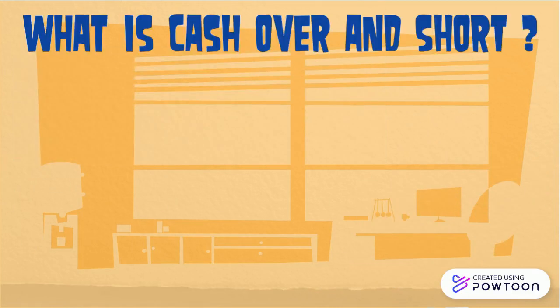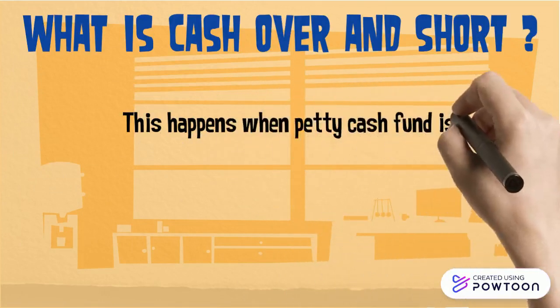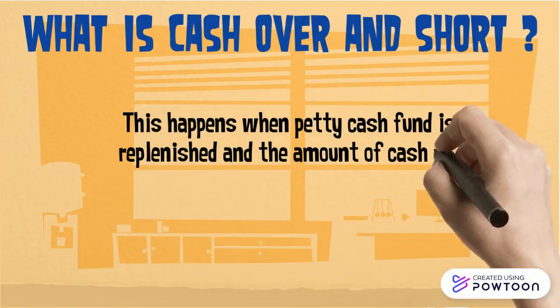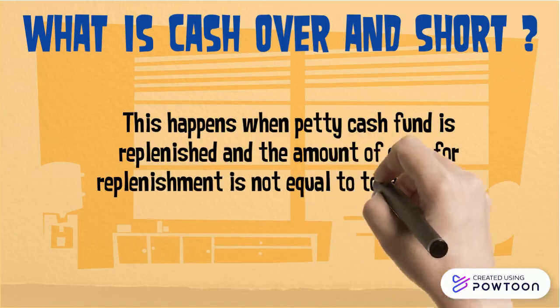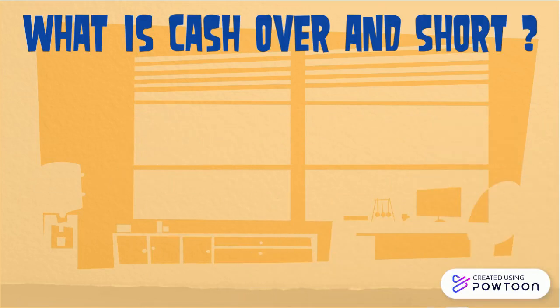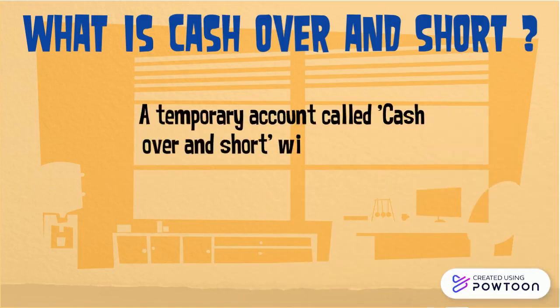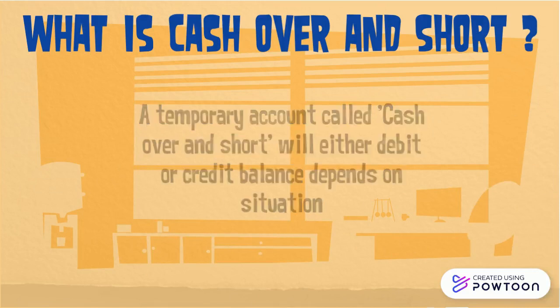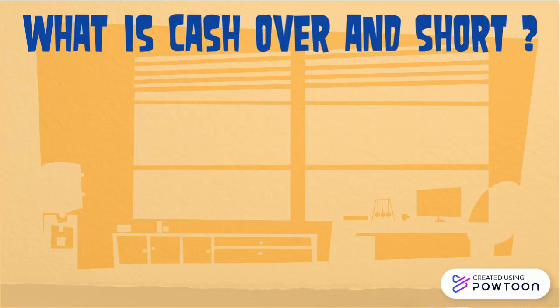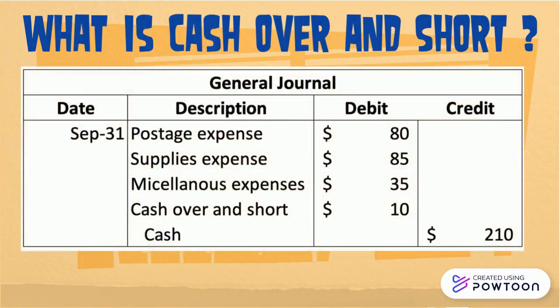So, what is cash over and short? This happens when the petty cash fund is replenished and the amount of cash for replenishment is not equal to the total receipts. Thus, a temporary account called cash over and short will either debit or credit to balance the situation. For this example, there's a shortage of $10. So we debit cash over and short $10.